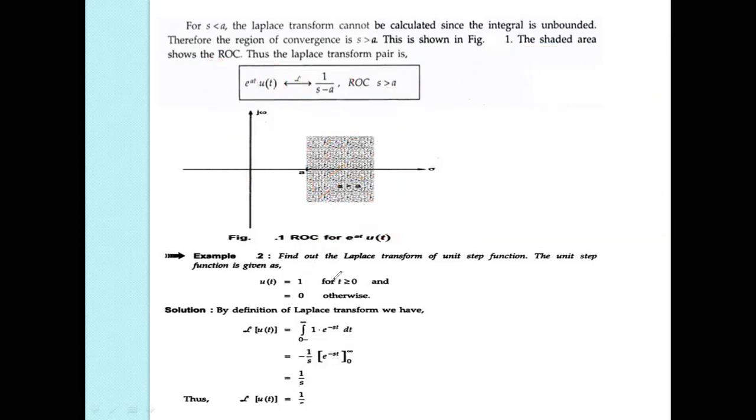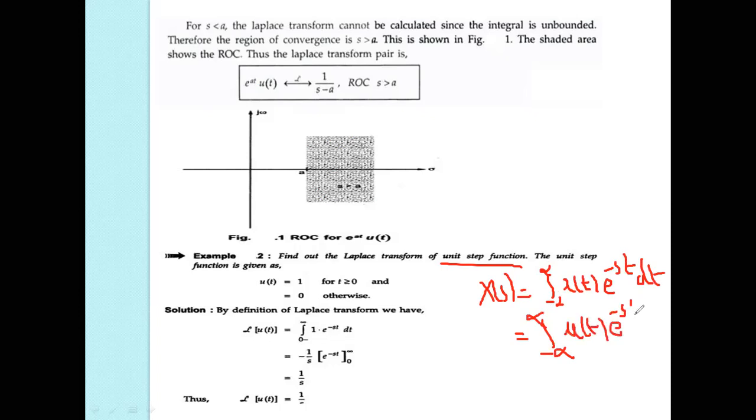Got it? So coming to the second example: find the Laplace transformation of the step function. According to the definition, X of s is the integral from minus infinity to infinity of x of t, e power minus st dt. So what is x of t? The step function. So the integral from minus infinity to infinity of mu of t, e power minus st dt. What is mu of t? The value is 1 from 0 to infinity only. So e power minus st dt.